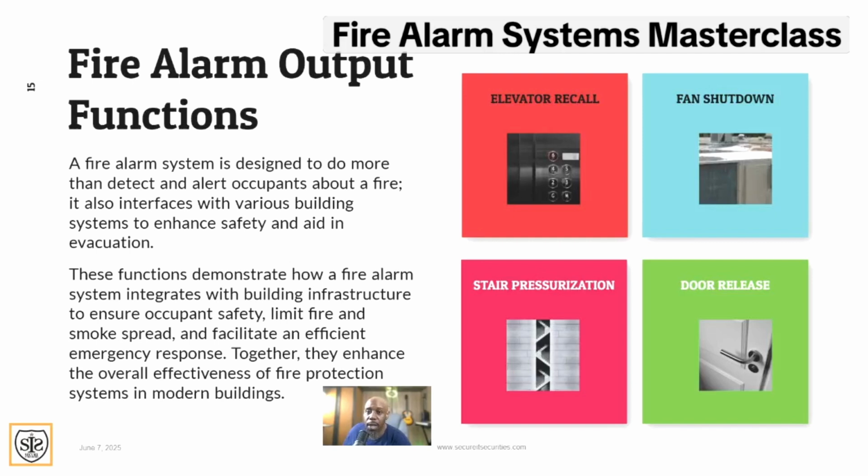A pull station will only release the doors. A pull station won't shut the fans down or recall the elevators or release the pressurization. Only automatic devices will do elevator recall, fan shutdown, door release, and stair pressurization. Manual activation, just door release. Pull stations are the only manual activation, so that would be the only point type that will release the doors. But the automatic ones, like I said, ducts and smokes, are going to do more functions.